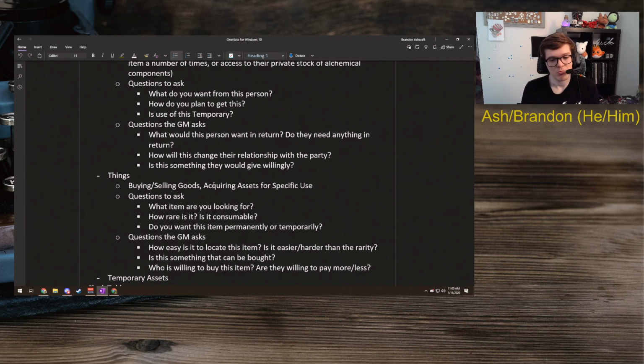Questions the GM asks, how easy is it to locate this item? Is it easier / harder than the rarity, or is the rarity the right motive? Is this something that can be bought in the first place, or is this something that you need to return a favor on? And then who is willing to buy this item? Are they willing to pay more or less than the cost of the item? Because they may not, they're willing to buy it, but they're not going to buy it at full cost. That's of no use to them. Or maybe they're desperate and they're willing to pay more to get it now.